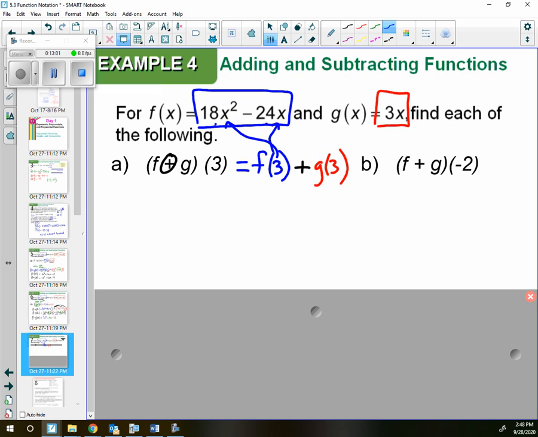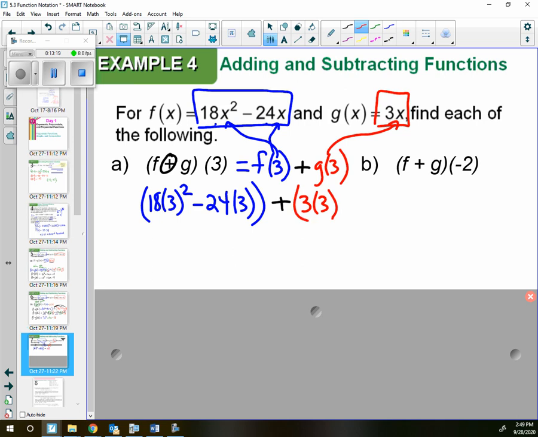So I'm going to do my arithmetic here. So 18 times 3 squared minus 24 times 3. I'm going to figure out that answer. And then I'm going to add it to, I'm going to plug in 3 into g. That one's a little bit easier to do. So 3 times 3, that I can figure out. And that will be what f plus g of 3 is equal to.